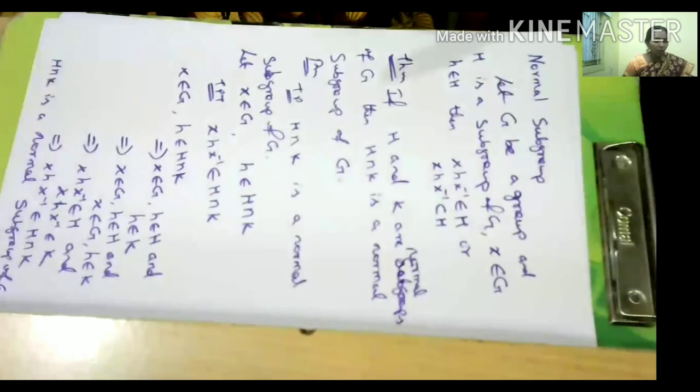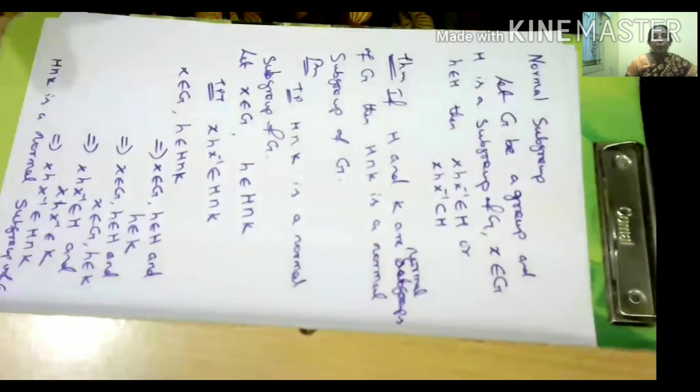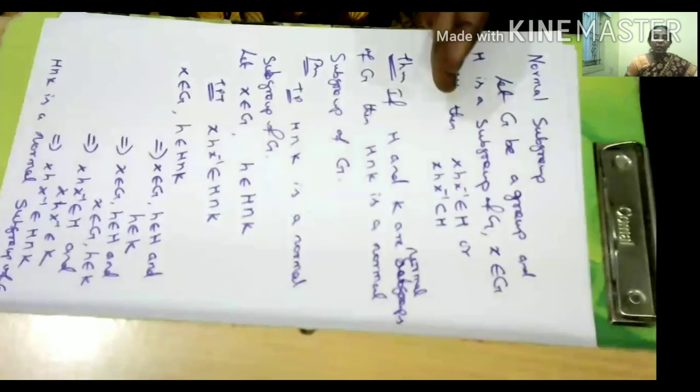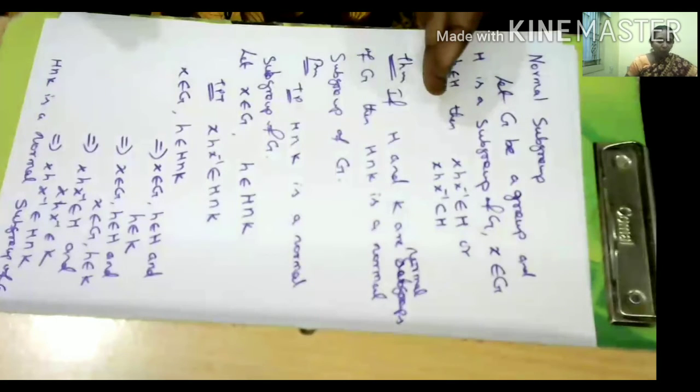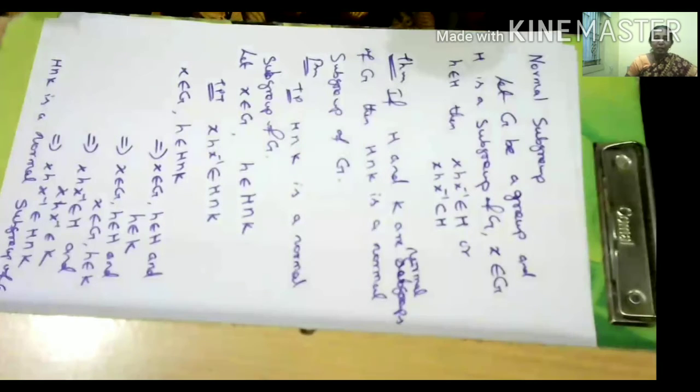Okay. So already we have proved H and K are subgroups, which means H intersection K is a subgroup. But here we have proved that if H and K are normal subgroups of G, then H intersection K is also a normal subgroup of G. So how have we proved this here? Just take one element x from capital G and another element h from H intersection K.